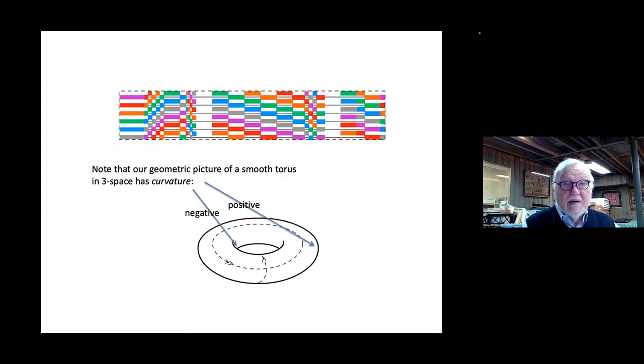Notice that the geometric picture we're used to of a torus has curvature, right? There are regions of positive curvature around the outside, regions of negative curvature around the inside, and this doesn't make sense for a musical score because the two directions are kind of incompatible. One is time and one is pitch.